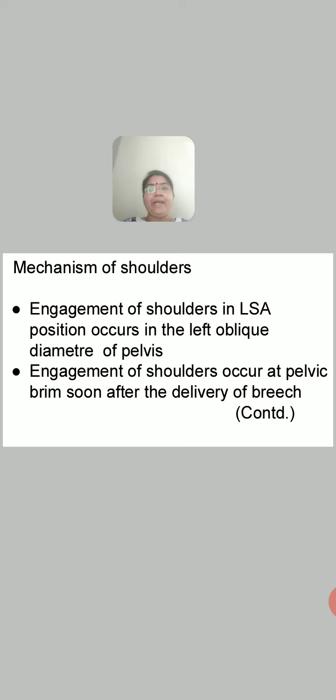Then we come to the mechanism of the shoulders. Engagement of the shoulders occurs in the LSA position in the left oblique diameter. So when there is LSA position in the left oblique diameter of the pelvis, engagement of the shoulders occurs. Engagement of the shoulders occurs at the pelvic brim soon after the birth of the breech. Soon after the delivery of the buttocks, engagement of the shoulders occurs at the pelvic brim.